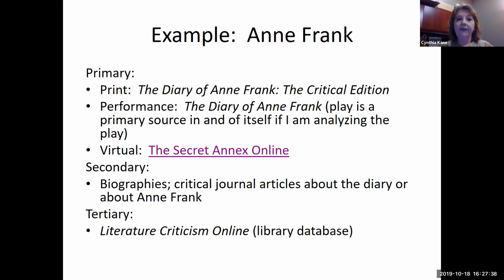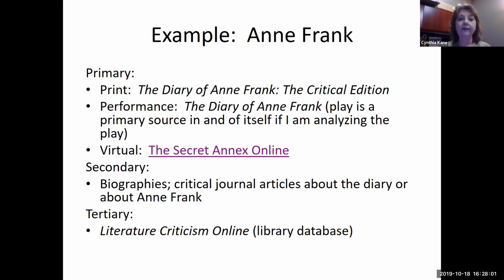In the 1950s, there was a play that was written called The Diary of Anne Frank. Interestingly enough, if I am just looking at the play itself, the play is a primary source in and of itself if I am analyzing the play. It could be a secondary source of information if I'm comparing it to the diary, but the play itself is a primary source of information.